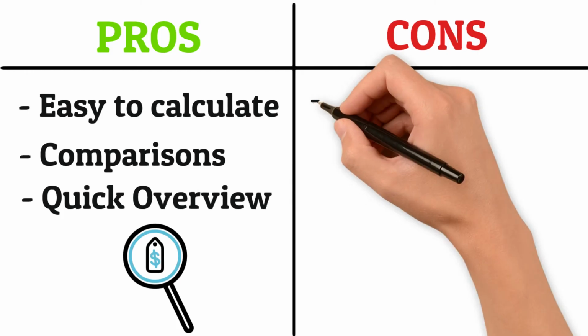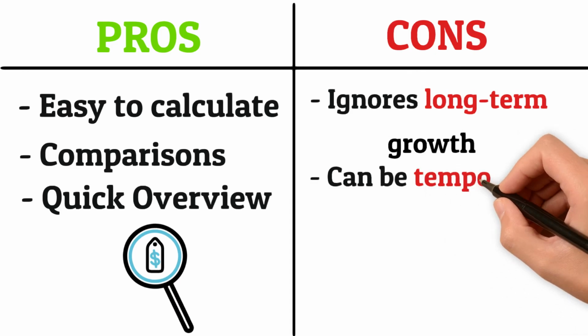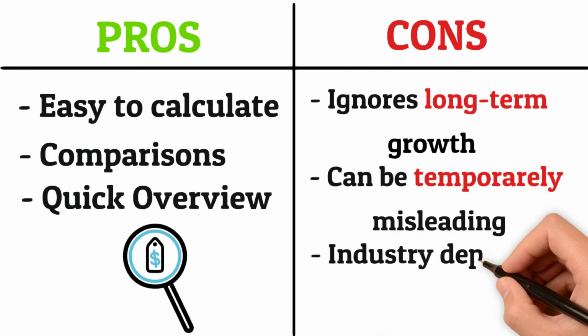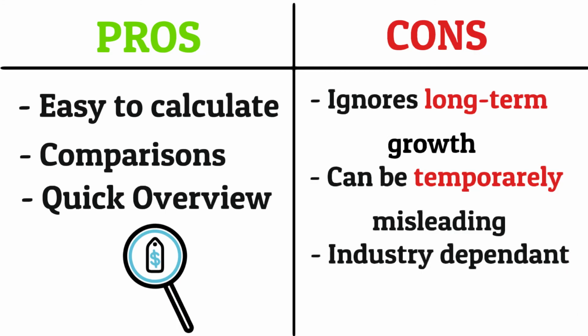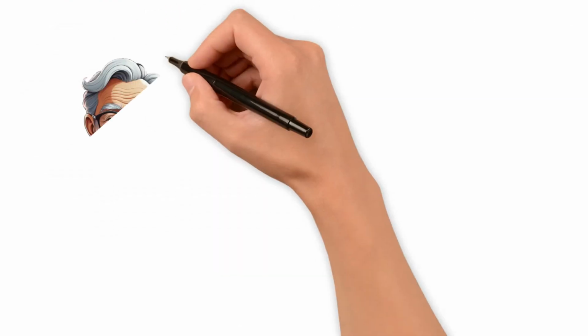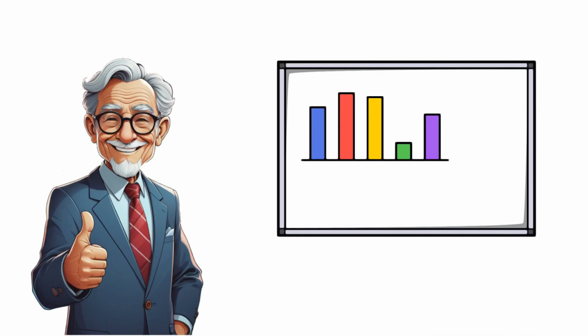On the other hand, it does not account for long-term future growth potential. It can be misleading if earnings are temporarily inflated or depressed. It is industry-dependent, making comparisons less meaningful without context. It ignores debt and cash flow because it focuses solely on earnings. That's why it's important to use the PE ratio alongside other metrics that I will be explaining on this channel.